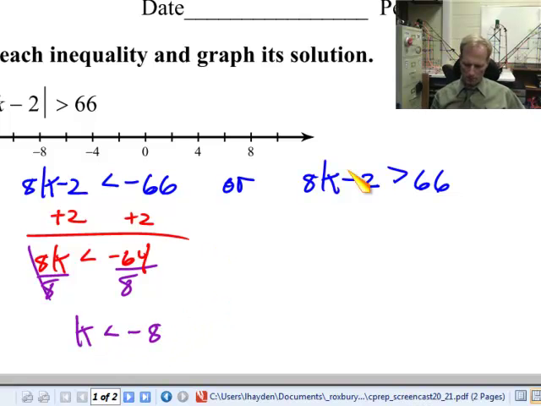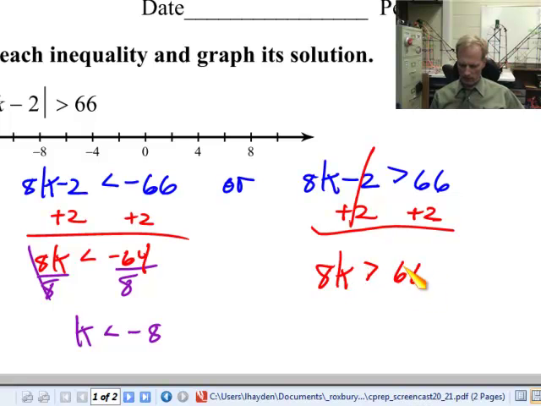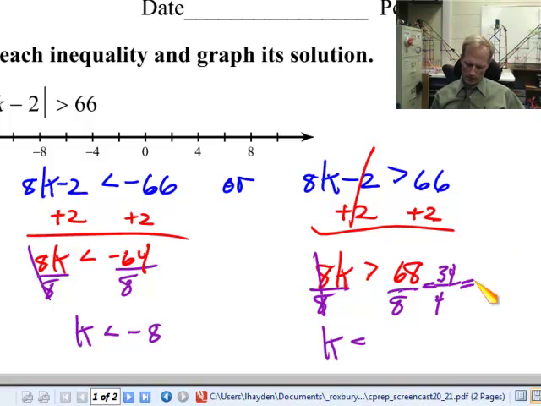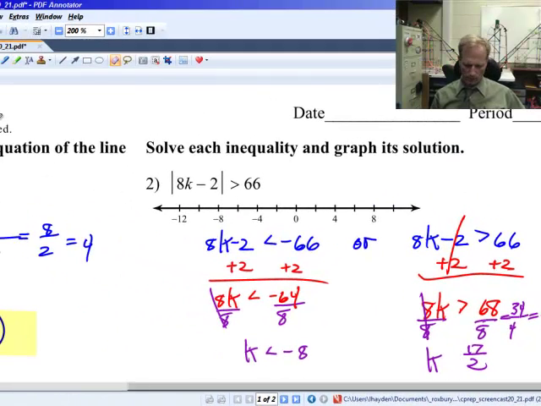And the other one, I'm going to add 2 to both sides. That gives me 8k greater than 68. Then I'm going to divide by 8. And I'm going to get k is equal to, let's see, 68 over 8 is what? 34 over 4. And that's 17 over 2. So I get k is greater than 17 over 2, and 17 over 2 is 8.5.